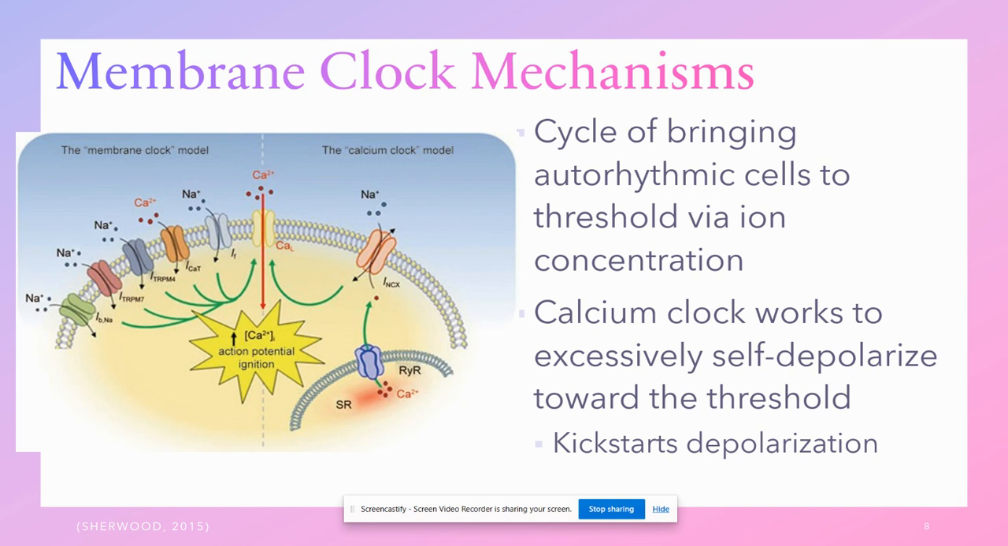If we take a look at something called membrane clock mechanisms, really there's one called the membrane clock mechanism, and then there's another one called the calcium clock. We're going to briefly reference those two, and then the research page on the next one will go ahead and overview the calcium clock. But these ionic changes with potassium and calcium and sodium and the membrane potential are going to cyclically bring autorhythmic cells to the threshold. This is known as the membrane clock mechanism.